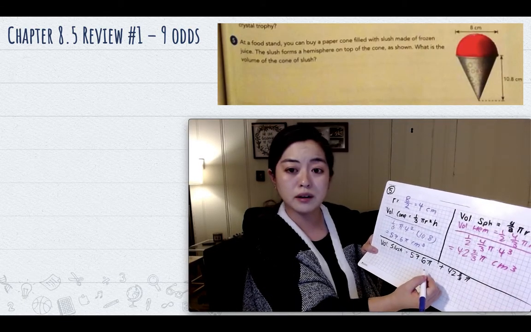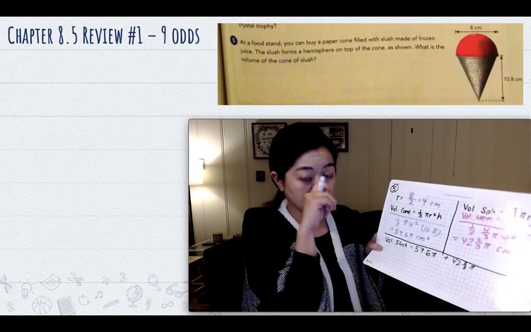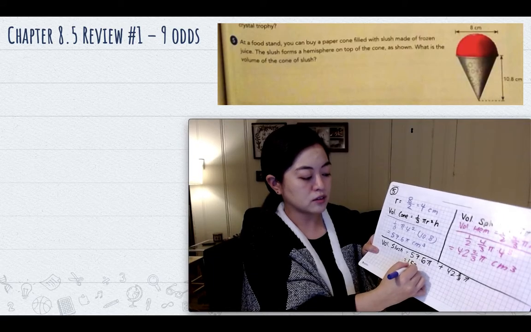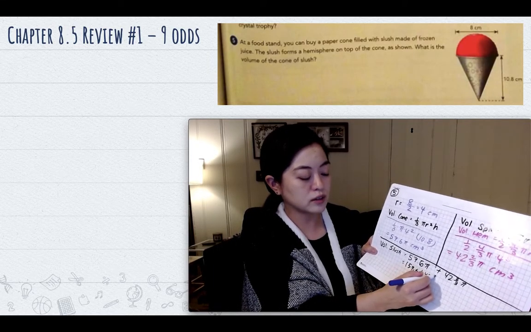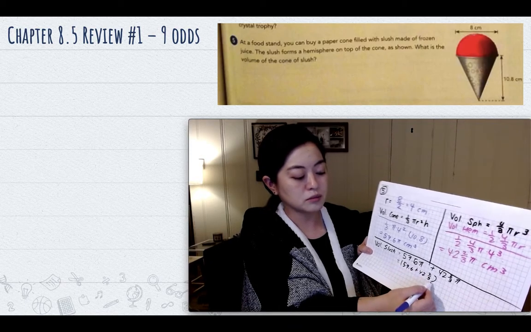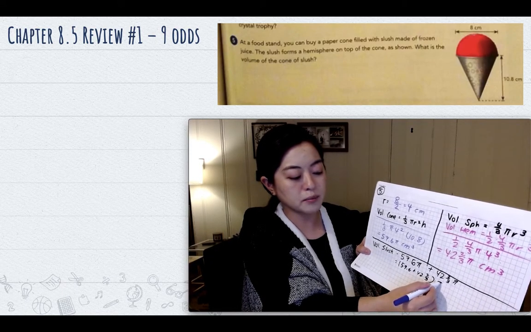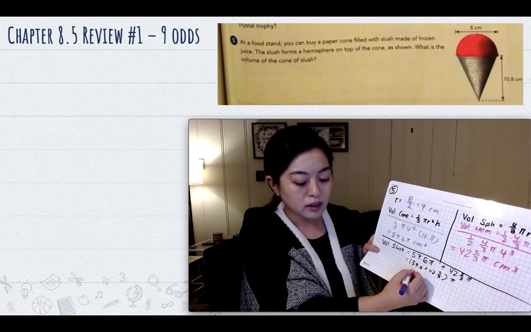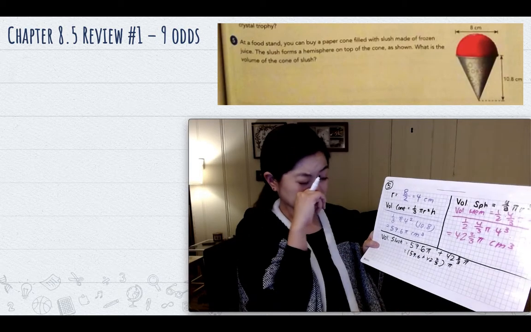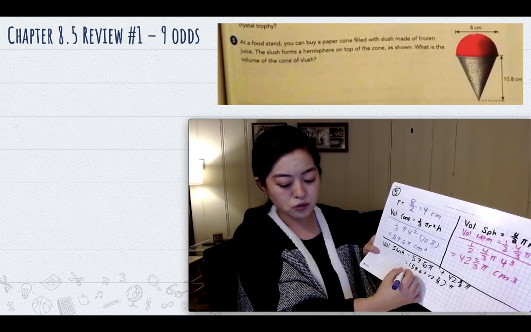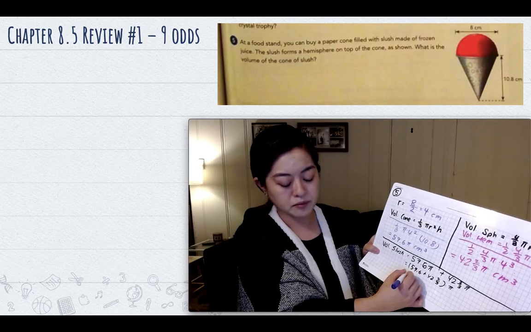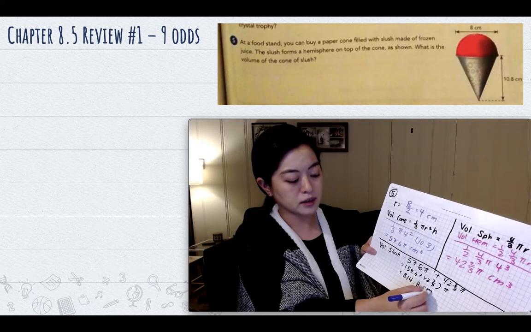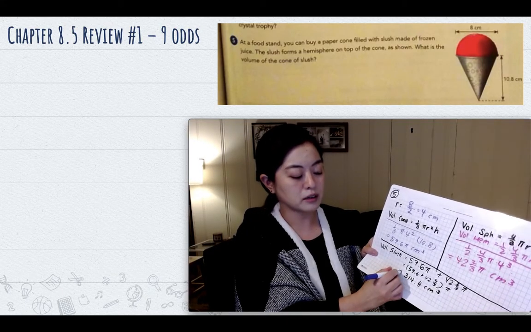And do you guys remember how we combined this together? So we're going to do 57.6 plus 42 2/3 in the parentheses, and then we're going to multiply that by pi. And if you now input this into the calculator, this will become 314.8 cubic centimeters, approximately.